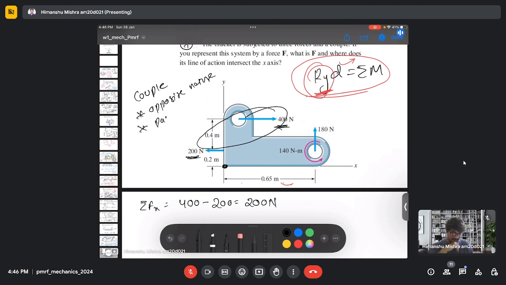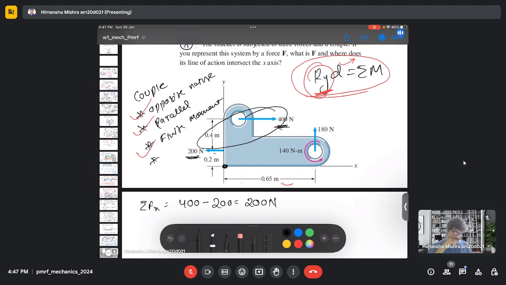It can be parallel. And there is a finite moment which is acting due to a couple. So here in the system, there is a finite moment. They have opposite nature and they are parallel to each other.